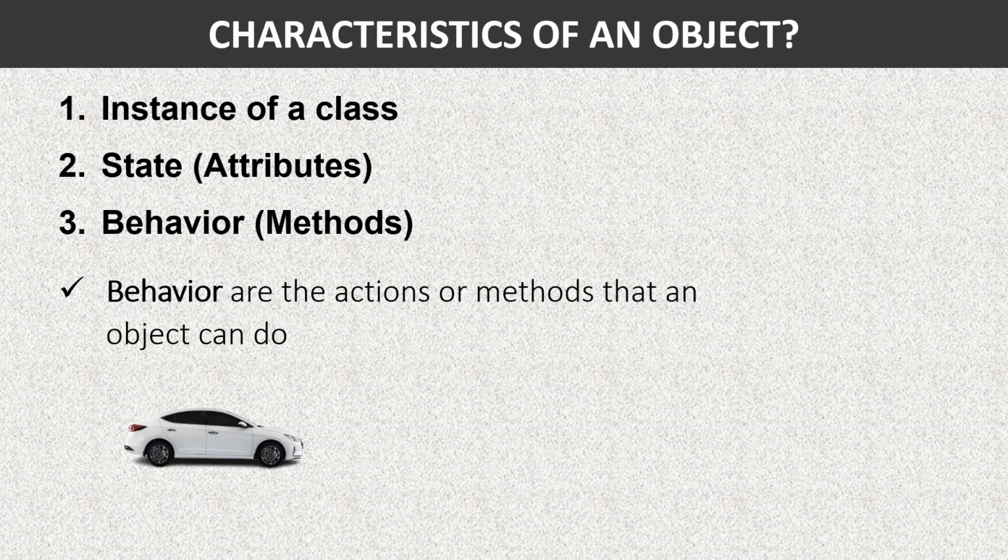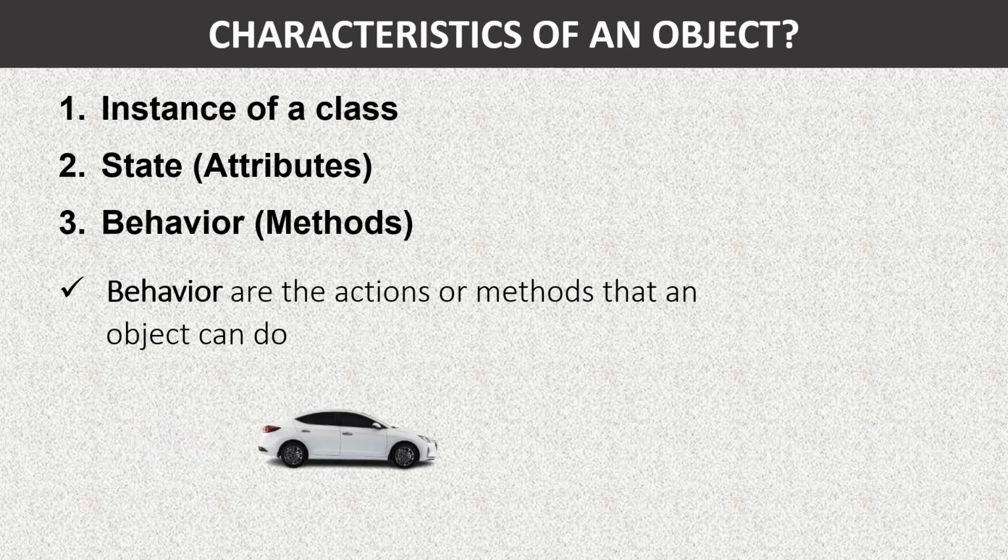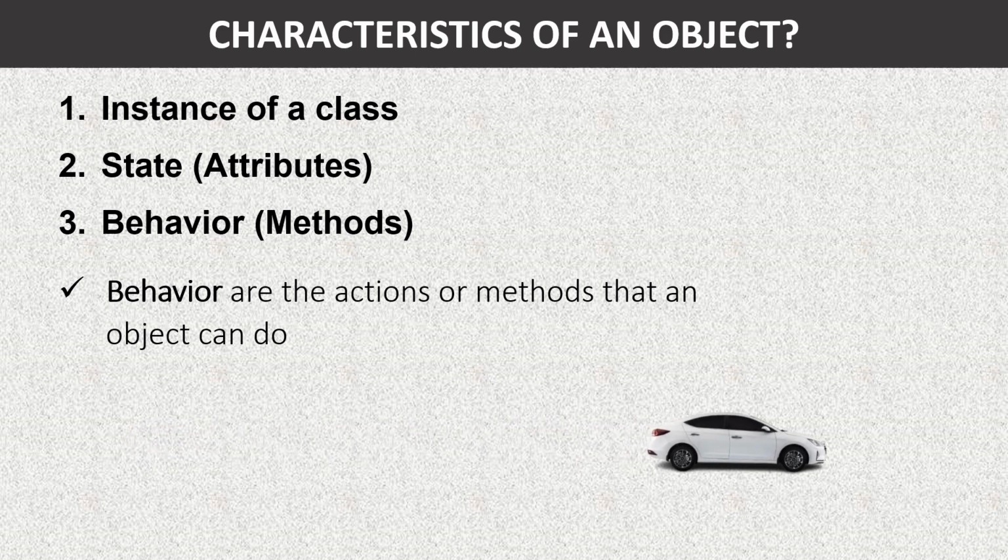Behavior are the actions or methods that an object can do. For example, if you have a car class, the methods could be drive or brake. These methods let the car object move or stop.